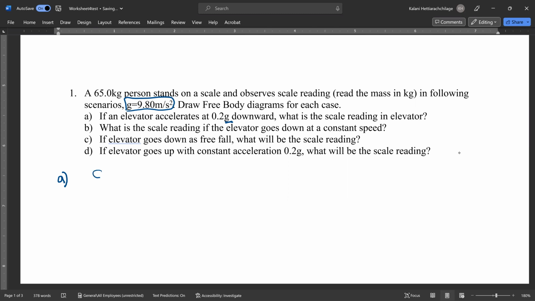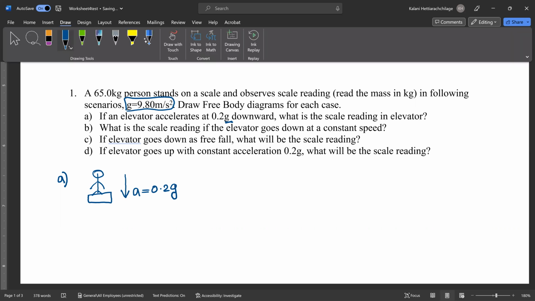So there is a person on the scale, right? The scale is basically showing you the mass. Now you're going to bring the scale and the person into the elevator, and the elevator is going to accelerate in the downward direction. So that direction is important. This acceleration is not in the free body diagram, but we need to know it for the problem. That's why I keep it outside. And now we need to draw the free body diagram.